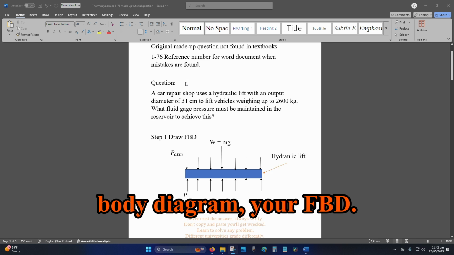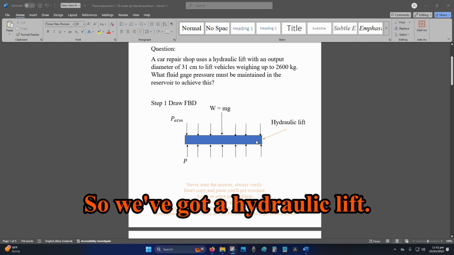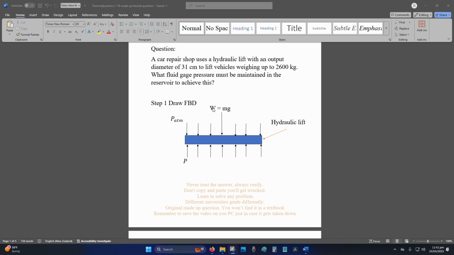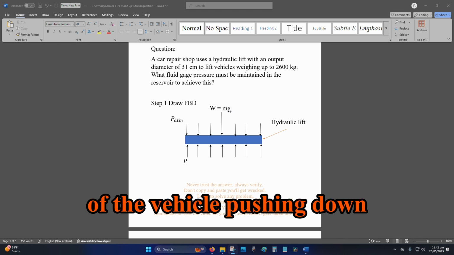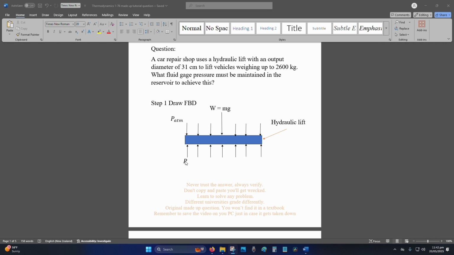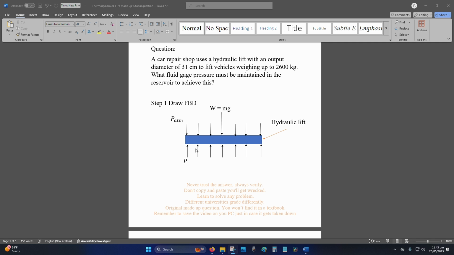Step 1, draw your free body diagram, your FBD. This will help you visualize the problem. So we got a hydraulic lift. This is the diameter. So we've got the weight of the vehicle pushing down, and we want to find the gauge pressure to counteract it, which is P. We also got some atmospheric pressure as well.